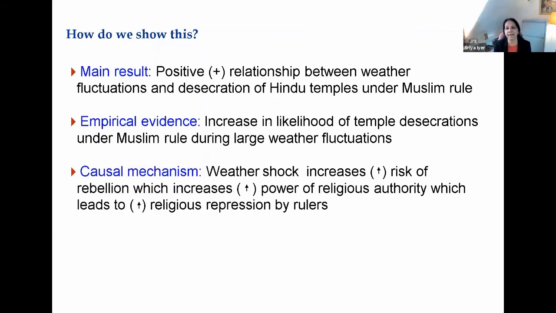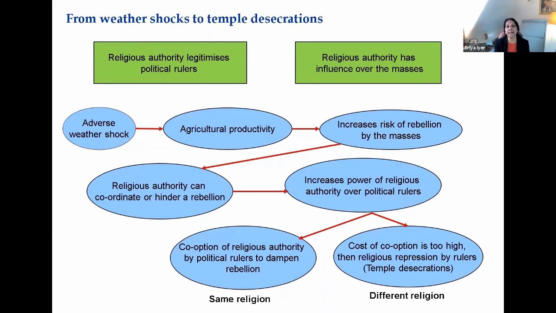And the causal mechanism that we suggest is important here is that the weather shock increases the risk of rebellion, which increases the power of religious authority, which in turn might lead to religious repression by rulers. So how do we actually conceive of this process? So many economists such as Plateau, Emmanuel Auriel, Jean-Philippe Plateau, and others have been writing theoretical papers, certainly, about how religious authority might legitimize political rulers.